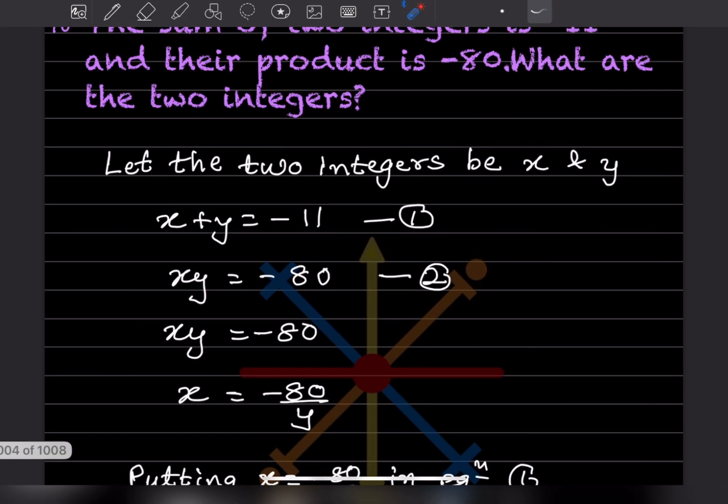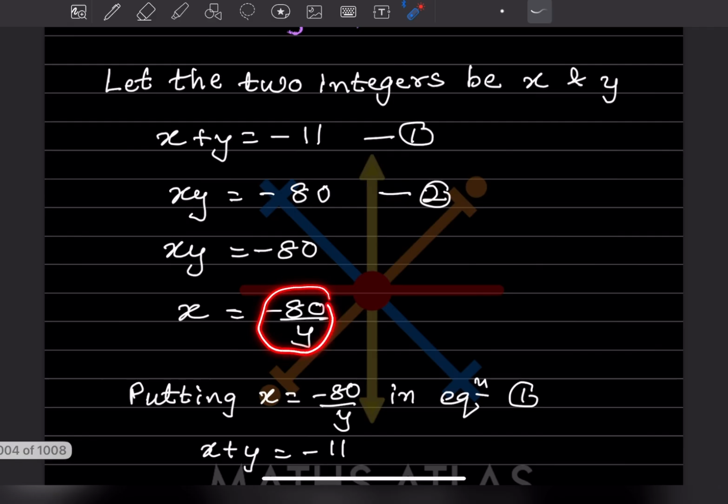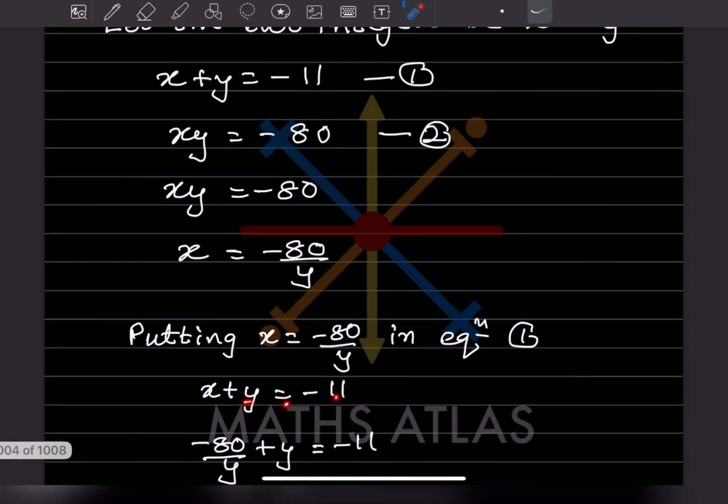From this equation, xy is equal to -80. What we can do is separate the x value, so x is equal to -80 by y, because y goes to the other side and gets divided. Now we put this x is equal to -80 by y in equation number 1. So x plus y is equal to -11. Wherever you see x, you put -80 by y. Because there are two variables, we cannot solve if both are unknown, so we first have to take one variable. Either you could take x, or you can take y.